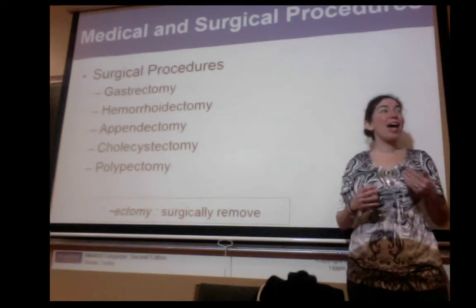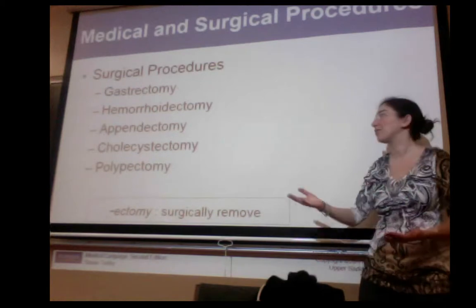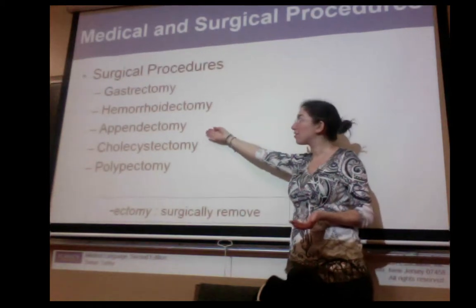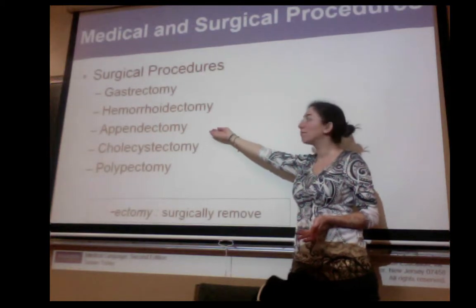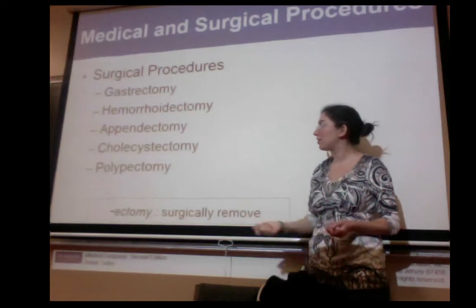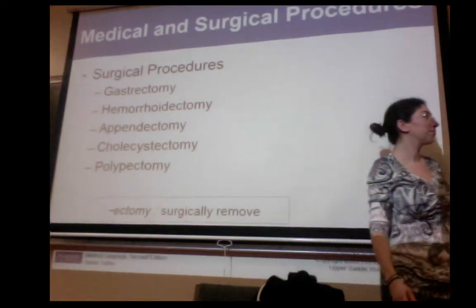These are different types of ectomies, surgeries to remove something, to remove part of the gastrointestinal system, part of or all of the stomach, to remove hemorrhoids, to remove the appendix. What about this one? Gallbladder, cholecystectomy, remove the gallbladder. Polypectomy? To remove polyps, yeah.